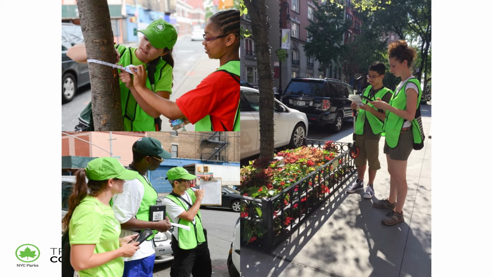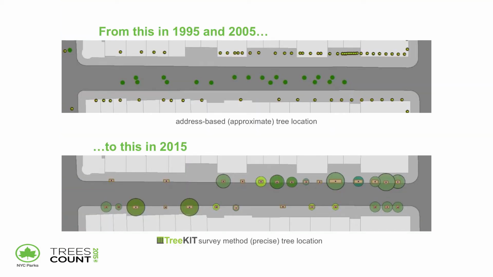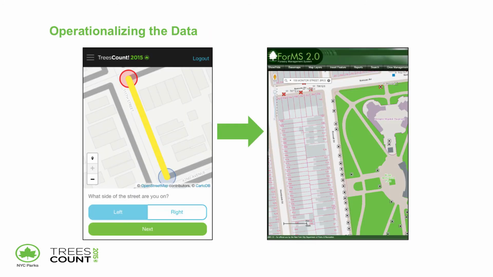So here's a visualization showing data from the first 2 censuses. Note where the trees are on the map. They're everywhere except where they actually are, which is along the curb. Contrast that with what we got in 2015, where the map represents what you see when you walk down the street. Yay! So the high degree of spatial accuracy was crucial for New York City.